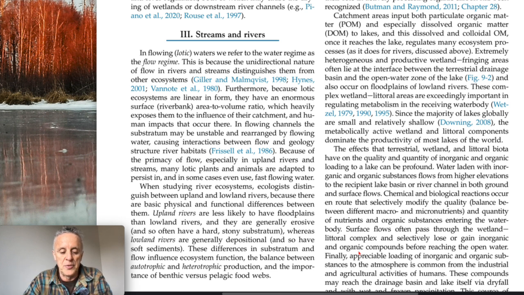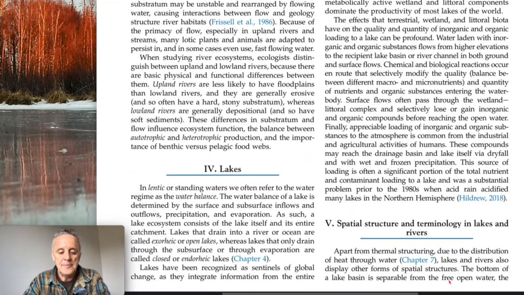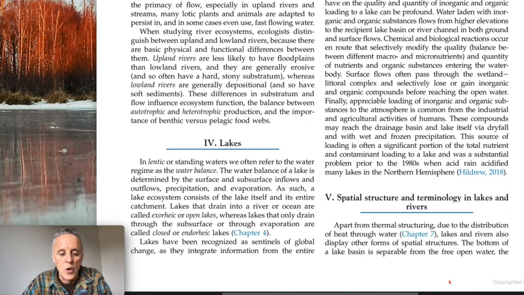The differences in substratum and flow influence ecosystem function, the balance between autotrophic and heterotrophic production, and the importance of benthic versus pelagic food webs. Lakes. In lentic or standing waters, we often refer to the water regime as the water balance. The water balance of a lake is determined by the area, by the surface and subsurface inflows and outflows, precipitation and evaporation. As such, a lake ecosystem consists of the lake itself and its entire catchment.